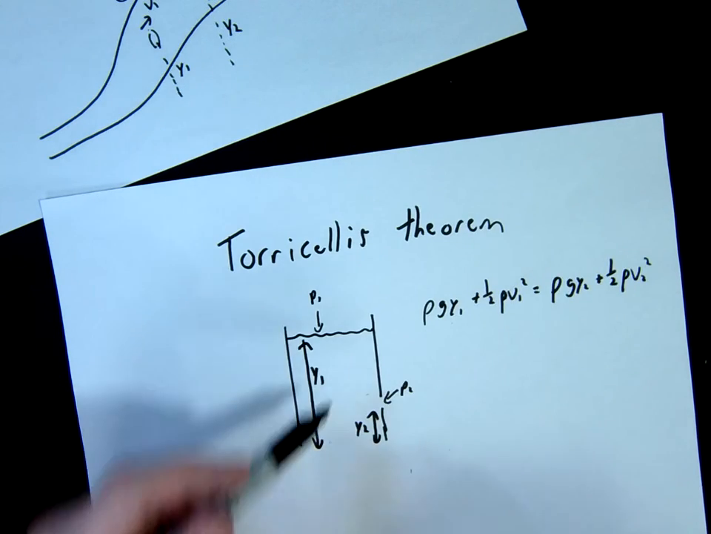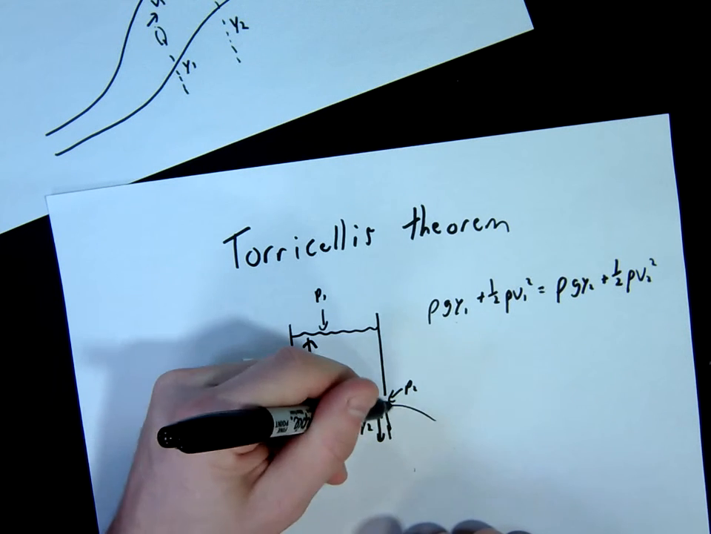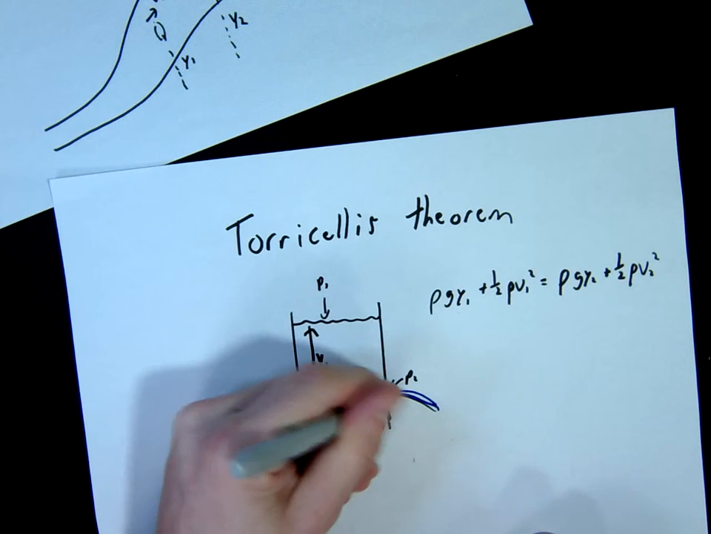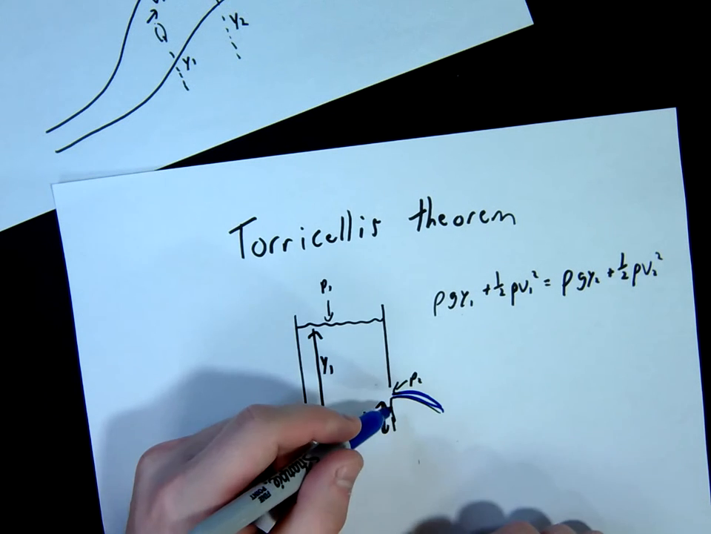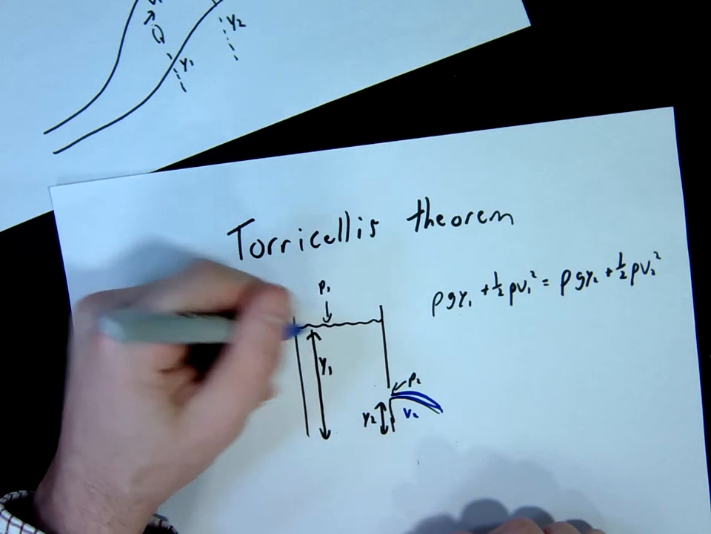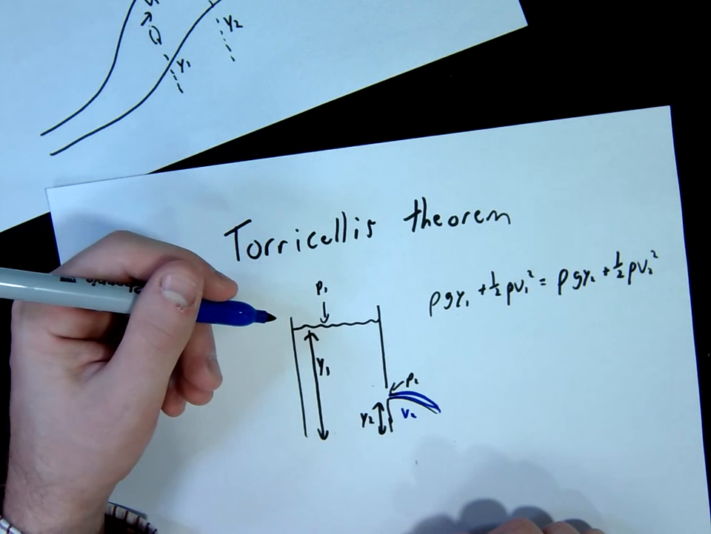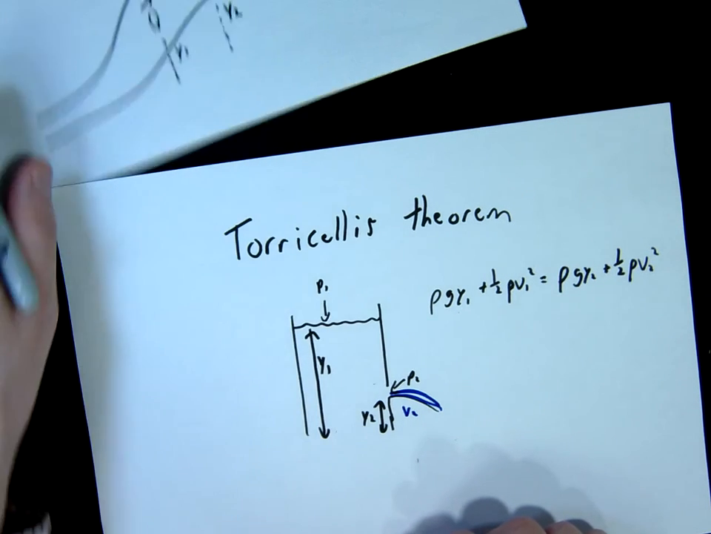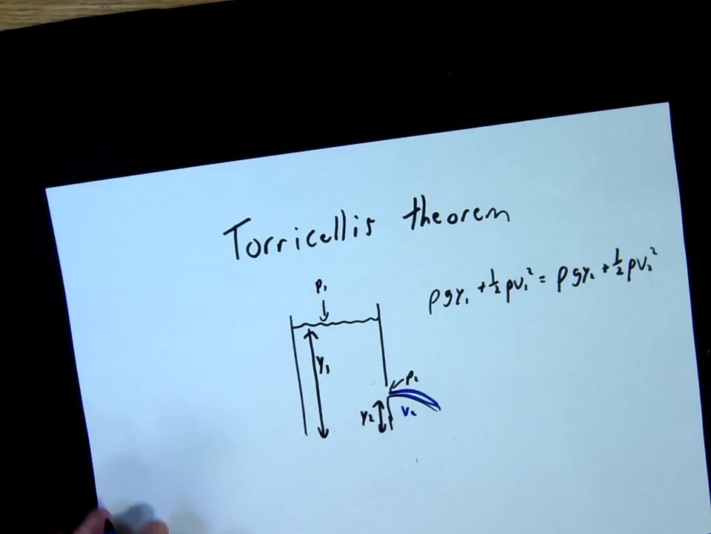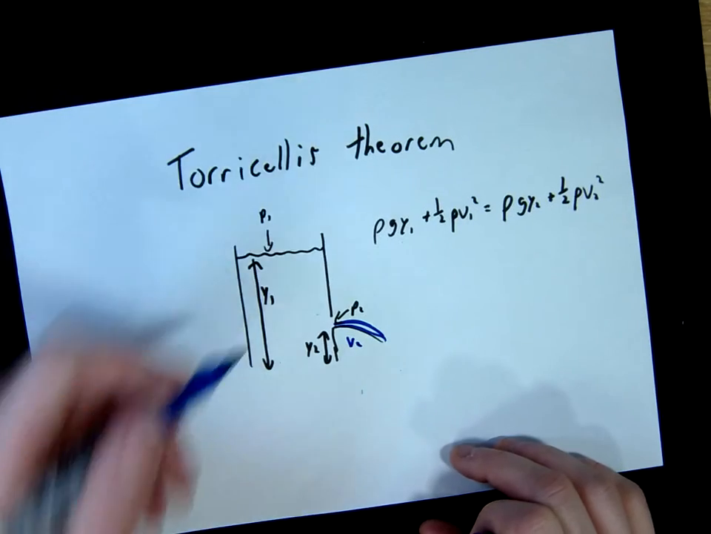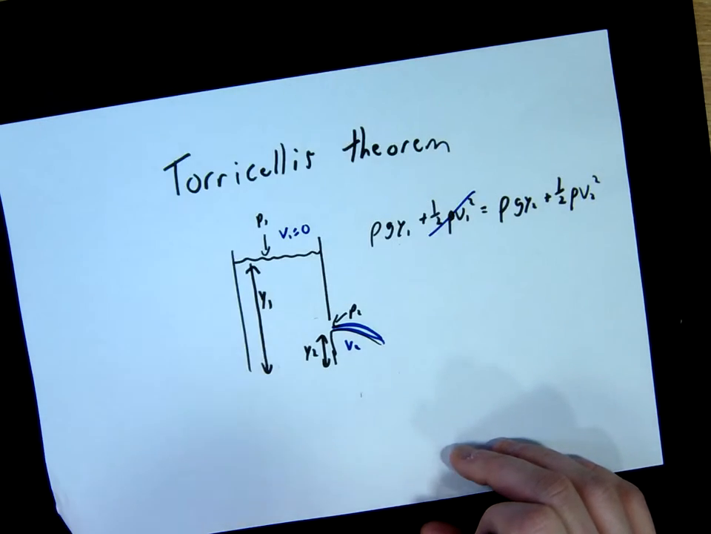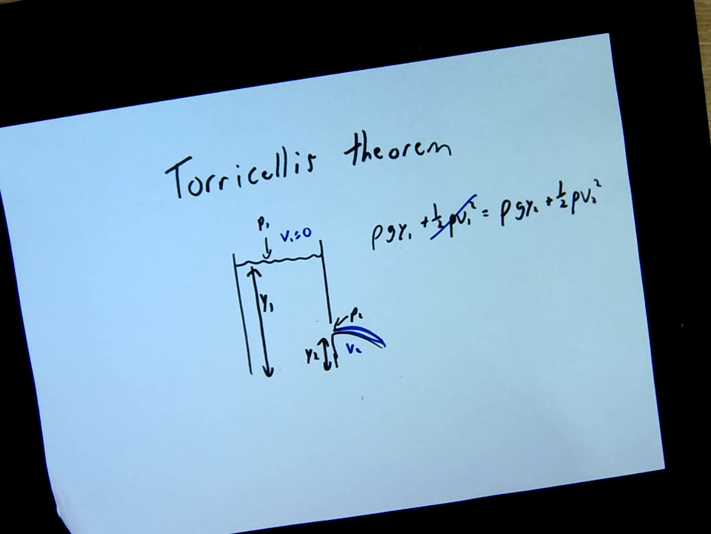Now something else you might notice here is that as the water comes flowing out of here at some speed, we'll call it v2, the water at the beginning is pretty much at rest right here. We're assuming there's no turbulence for this one. So v1 is actually equal to 0, and we can cross that whole term out. And you get an interesting result here.